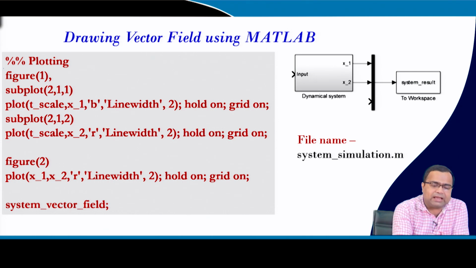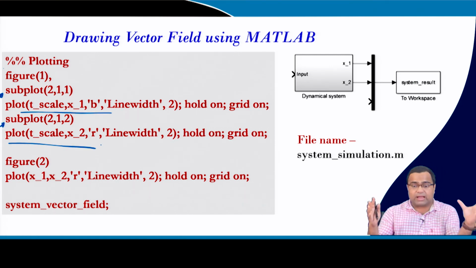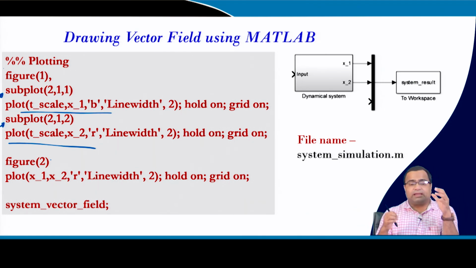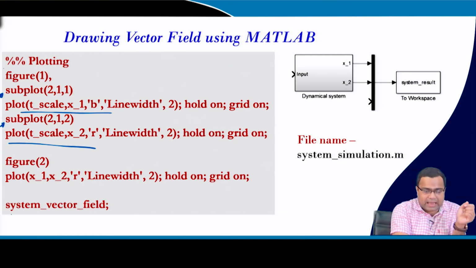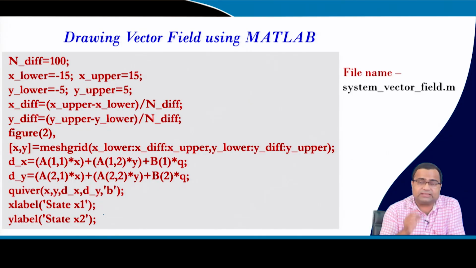In the first figure I am taking two subfigures, like a subplot: the first plot is x1, the second plot is x2 with respect to time, showing how they are changing. And in the second figure I am taking the phase plane x1, x2, which I am trying to explain, and along with that I am also putting a vector field. What is the vector field? It is a quiver plot.